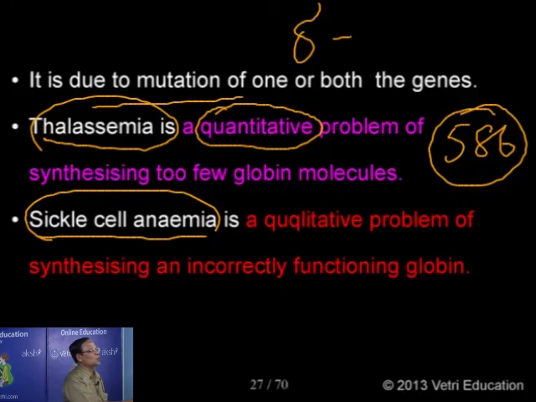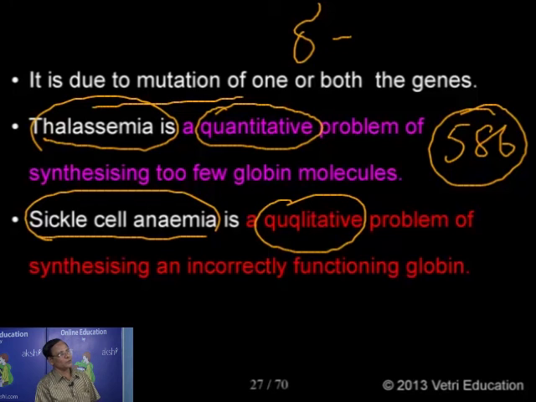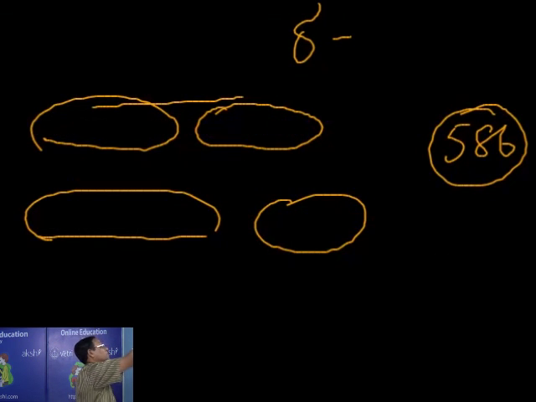That's why it is a qualitative problem of synthesizing an incorrectly functioning protein. A protein is being formed, but it is not the correct one. It is functioning incorrectly. Whereas in the previous one, a quantitative problem, a reduction in the amount of globin happens. So there is a main difference between these two anemic conditions.